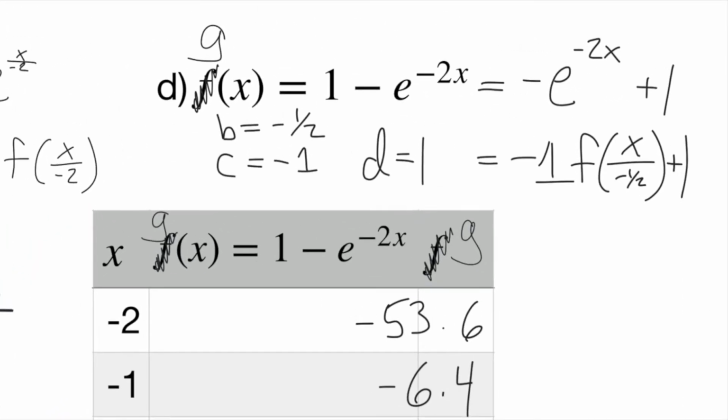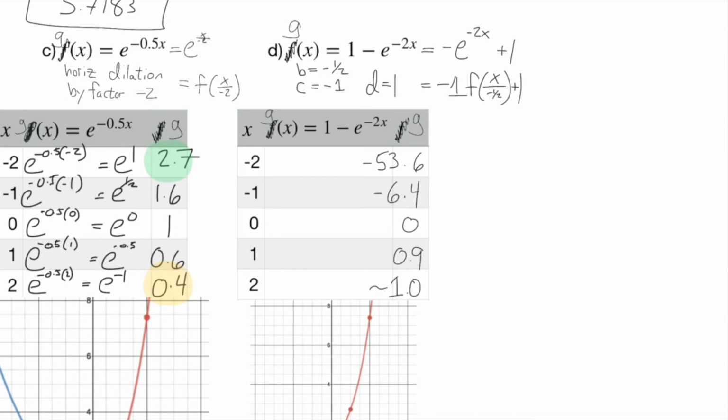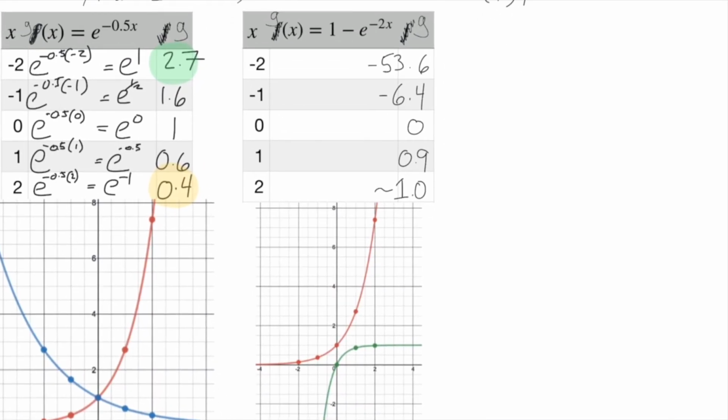g of x is equal to 1 minus e to the negative 2x. Well, we've got the same that we've got before. I see a b value, like we said before, of negative 1/2, a c value of negative 1, and a d value of positive 1. That means we're going to have all those different things going on. We're going to have a horizontal reflection, a vertical reflection, and a vertical shift. And you can see them here. That's imitated right here. You can also just use a calculator to calculate these values, and this is what you get.